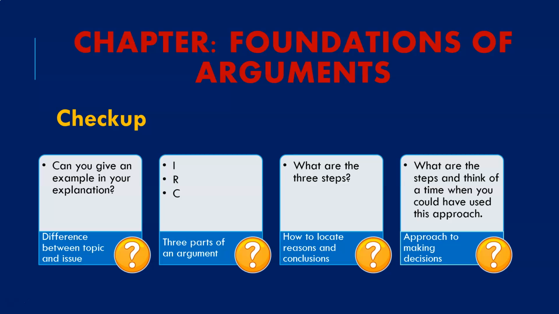What are the three parts of an argument? You know they start with an I, R, and a C. How to locate reasons and conclusions. We talked about that in this lecture. What are the three steps? And then the approach to making decisions. What are the steps? And think of a time when you could have used this approach, or think of a time when you did use this approach.